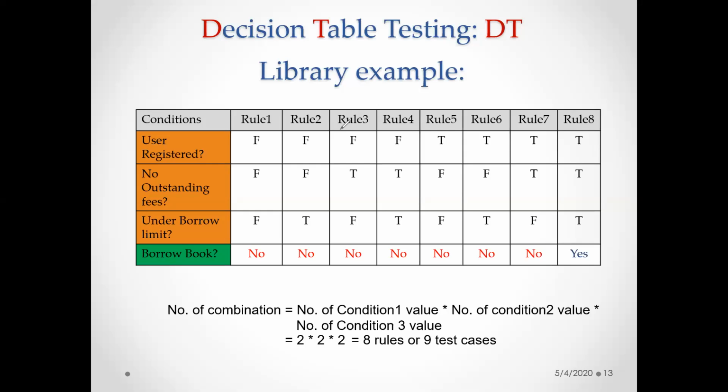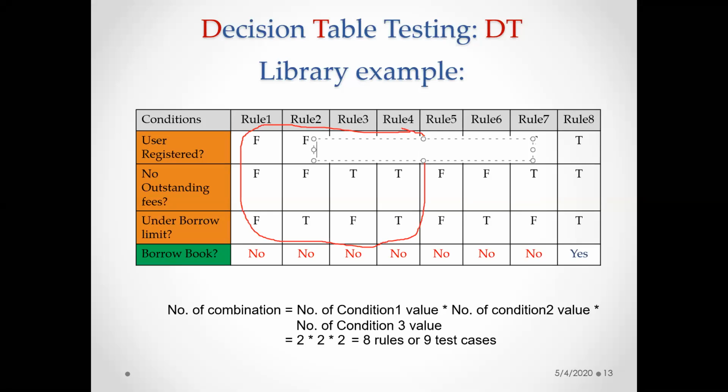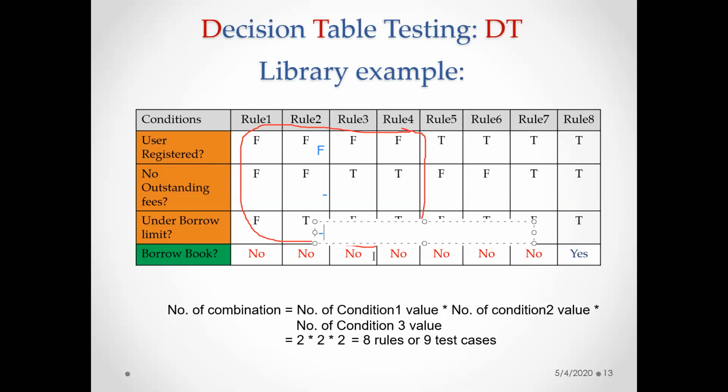With respect to rule 1 to rule 4, I'm just combining them, and this can be stated as: if the user is not registered, this is represented as don't care, that is a hyphen. Similarly, whether the borrow limit is there or not, or no outstanding fees is there or not, will be combined to no itself. Rules 5 and 6, yes, you can combine, but 7 and 8 you cannot combine. So this is what we have just seen.